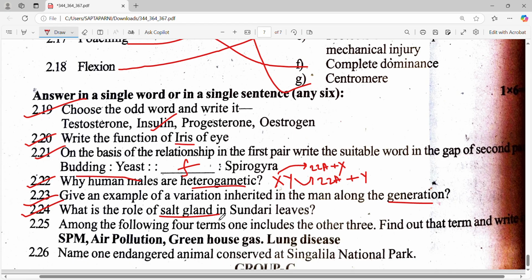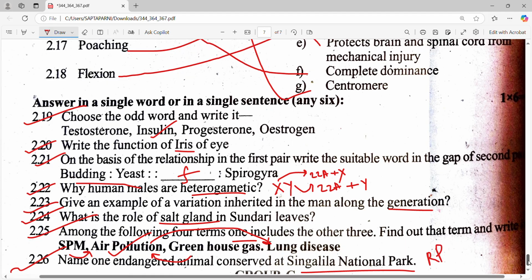Okay. Among the following four terms, one includes the other three. Which one is that one term? SPM, air pollution, greenhouse gas and lung disease. The correct answer is air pollution, because SPM causes air pollution, greenhouse gas causes air pollution, and air pollution gives rise to lung diseases. Okay. The last question, name one endangered animal conserved in the Singalila National Park. It would be red panda. Okay. So this is all the questions.